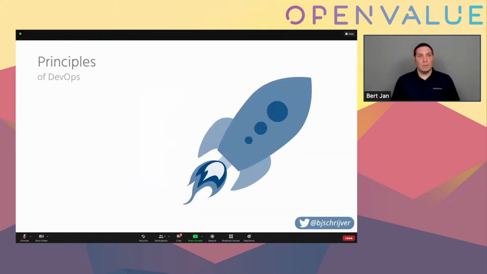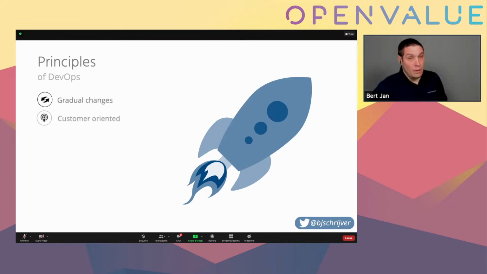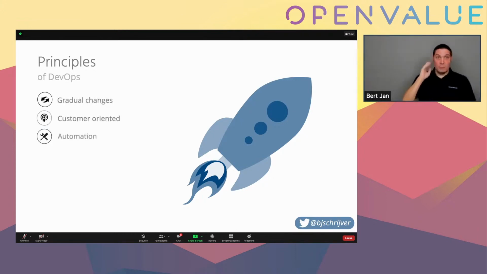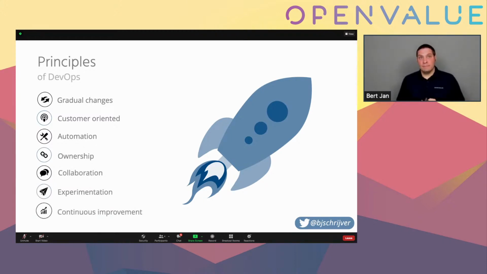So what are the principles of DevOps? Well, I'd say there are lots and lots of principles, but these are the ones that I find particularly important. So gradual changes. Focus on customers. Automate stuff. Having ownership over a product you own as a team. Collaboration. Experimentation. And continuous improvement. So next we'll dive a bit more into these principles and map them to the world of software architecture.